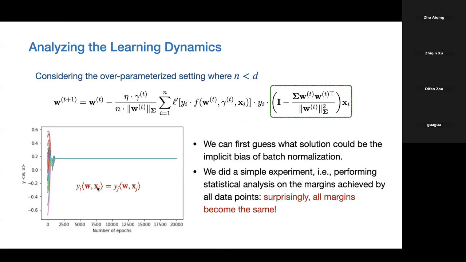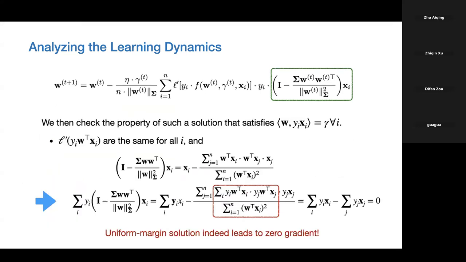So this is actually different from the minimum L2 margin solution. That solution says there are some bad points, and we just want to maximize the margin of those bad points, but we do not push all the data to have the same margin. But with batch normalization, in our simple experiments we find that the margin of all the data becomes the same. So perhaps we find a different solution compared to the L2 margin solution. We call this the uniform margin solution; it may converge to the uniform margin solution.